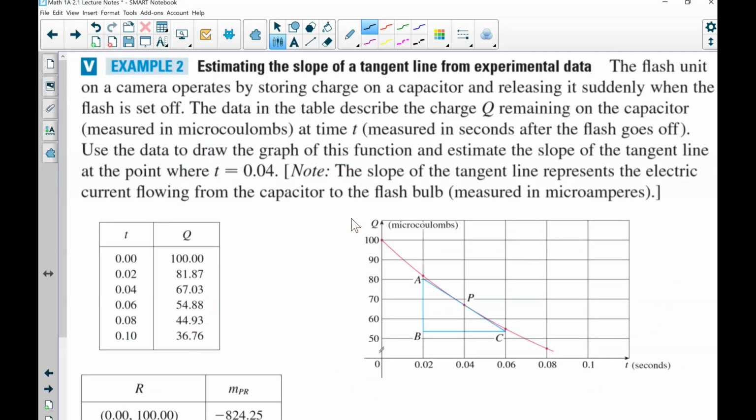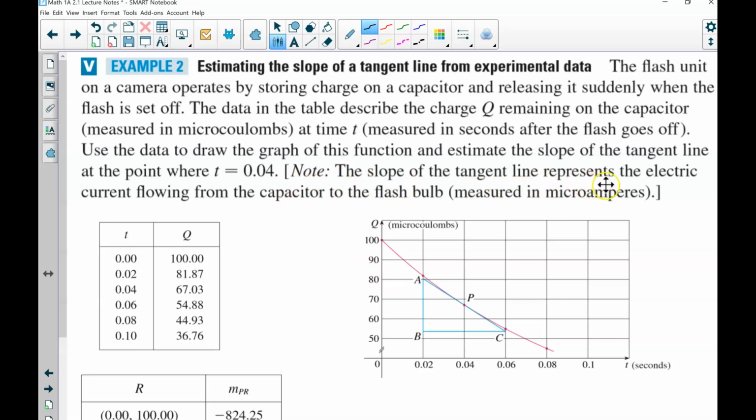Now in example 2, we're going to be estimating the slope of a tangent line from experimental data. The flash unit on a camera operates by storing charge on a capacitor and releasing it suddenly when the flash is set off. The data in the table describe the charge Q remaining on the capacitor, measured in microcoulombs, at time t, measured in seconds after the flash goes off. Now we're going to use the data given in the table to draw the graph of this function at the point where t is equal to 0.04.